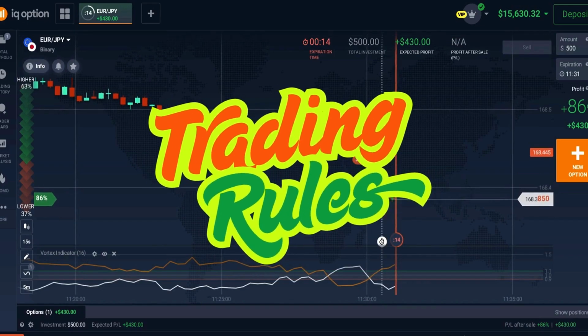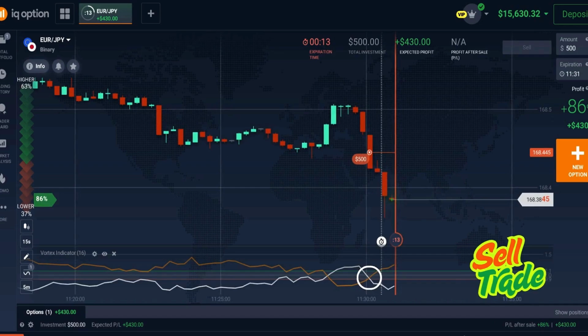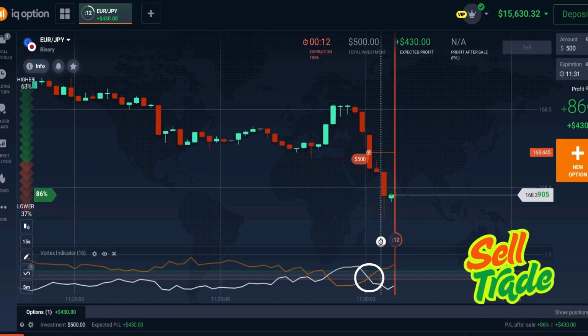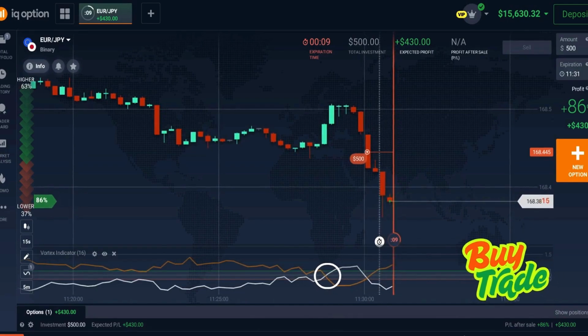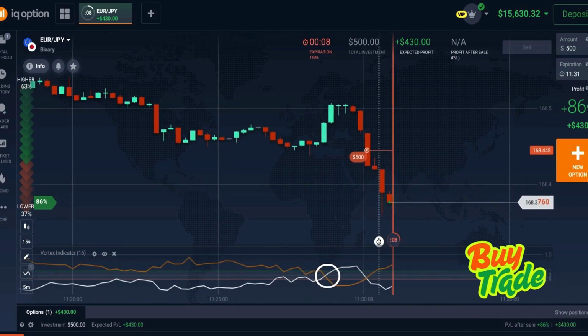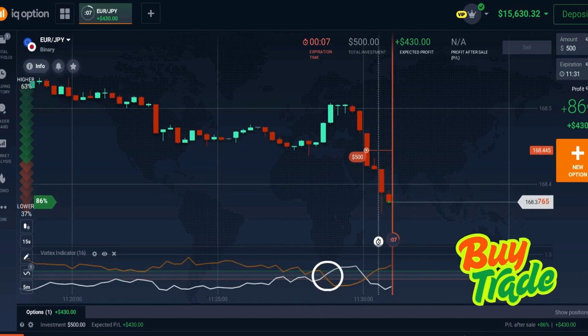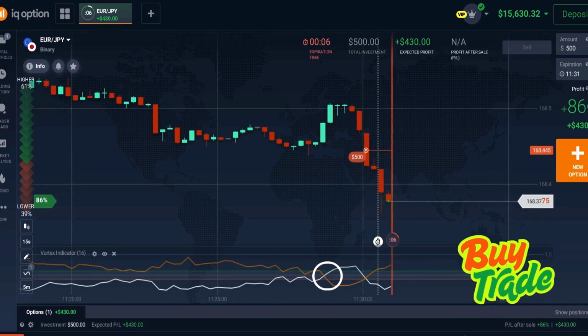The trading rules are simple. When the red line of the Vortex Indicator crosses the white line and moves upwards, take a sell trade. When the white line of the Vortex Indicator crosses the red line and moves upwards, take a buy trade. Use a 15-second candle time frame and a 1-minute expiry time.